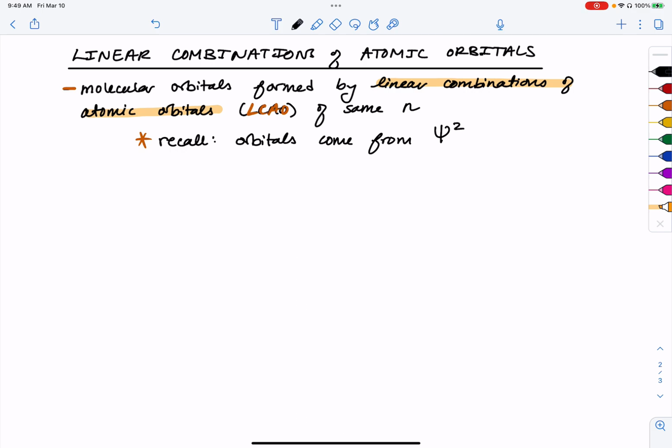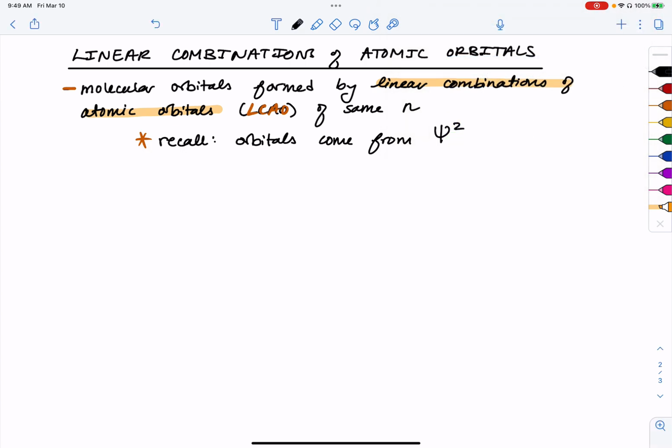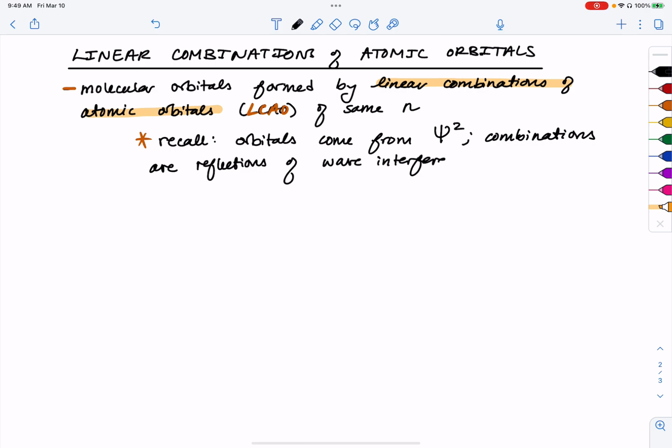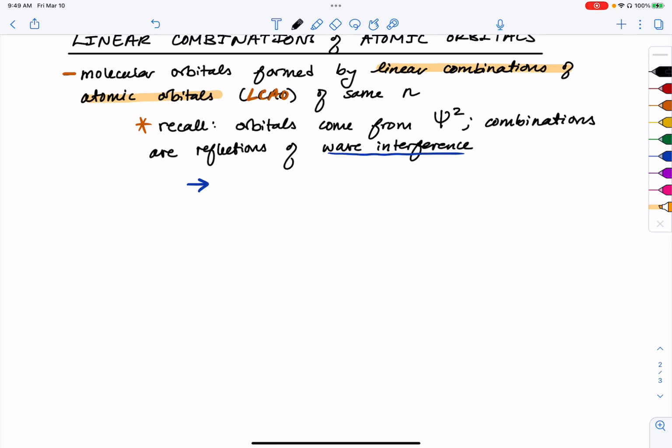So since our orbitals come from this wave-like understanding of our electron, then their combinations need to be ones that align with how waves combine or interfere with one another. So their combinations, orbital combinations, are reflections of wave interference. So if we remember wave interference, we had two different distinct ways in which we could make waves interfere with one another.